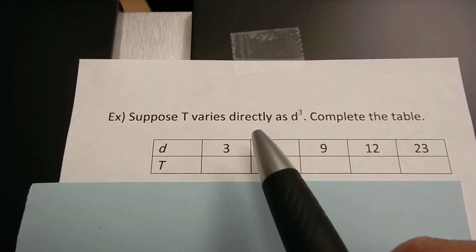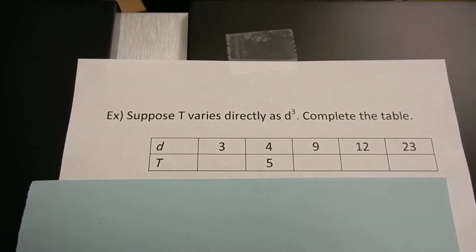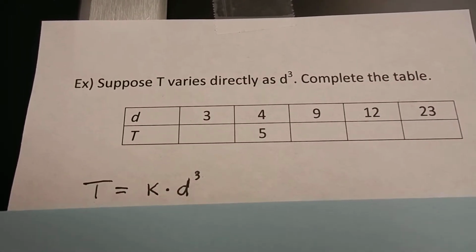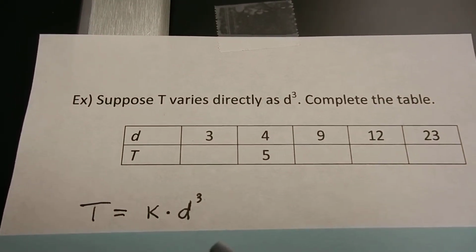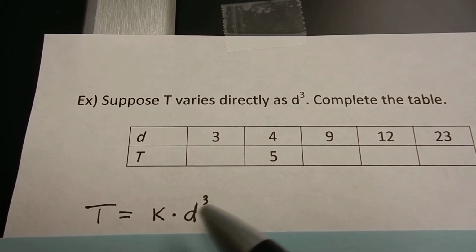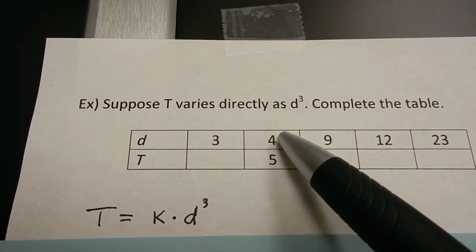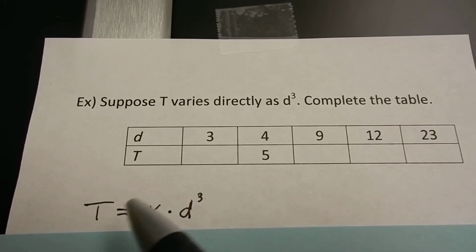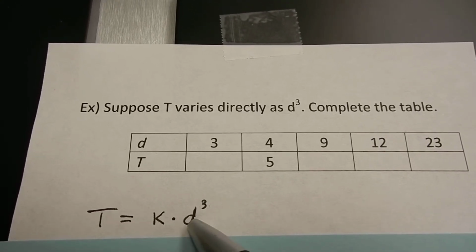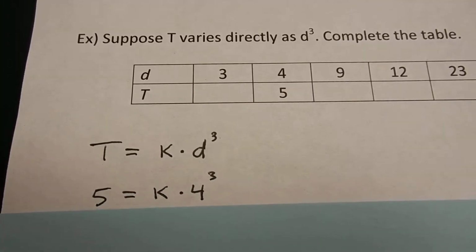The first step is to write the general direct variation equation relating these 2 variables, and that is t equals k times d cubed. So the next step is to find k using what you know. Well, we know d is 4 and a corresponding output of 5. So the idea is to input 5 there and 4 there to find our k. So here's what that looks like.